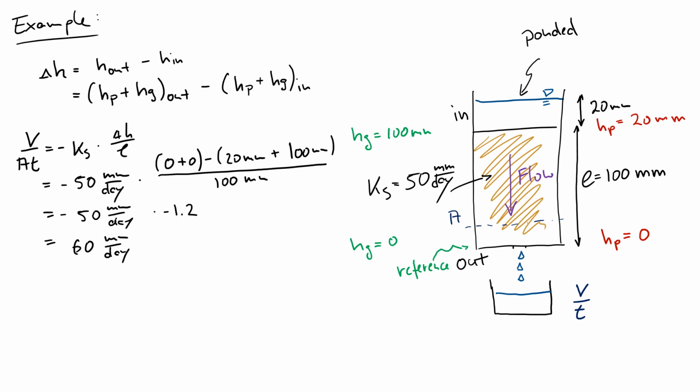But 60 millimeters per day also means that if I had a waterfront that I observed, let's say at this height, and I wait exactly 1 day, I would find that this waterfront would have advanced 60 millimeters in 1 day.